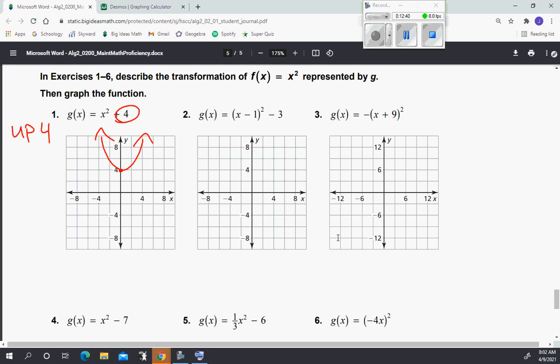Okay? This one. x minus 1 squared. Where does that x minus 1 go? Moves it right 1, and this minus 3, down 3. So we got to go right 1. You got to be careful here, counting by 2s. Right 1 and down 1, 2, 3. Parabola? Looks like that.